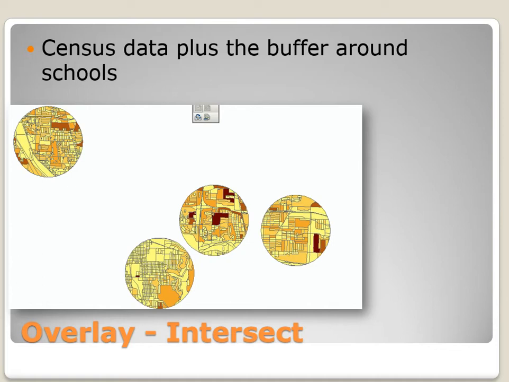So now I could do a summarize and figure out how many people are within a 1 mile buffer of each of those schools. Depending on how much data is in the census data, I could also determine the different ages, the ethnicity, the income, how many housing units, that kind of information around schools.